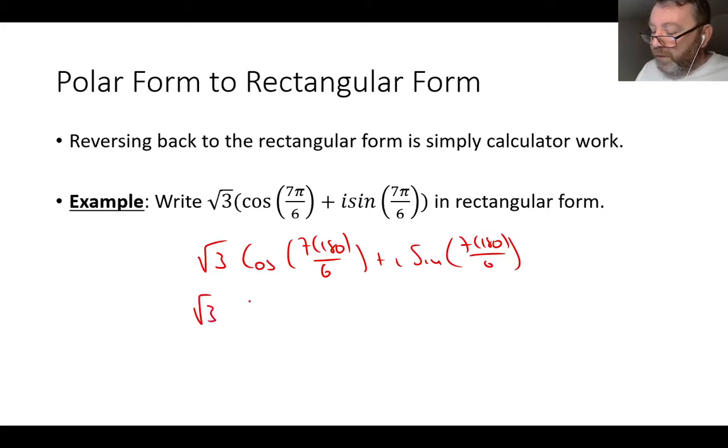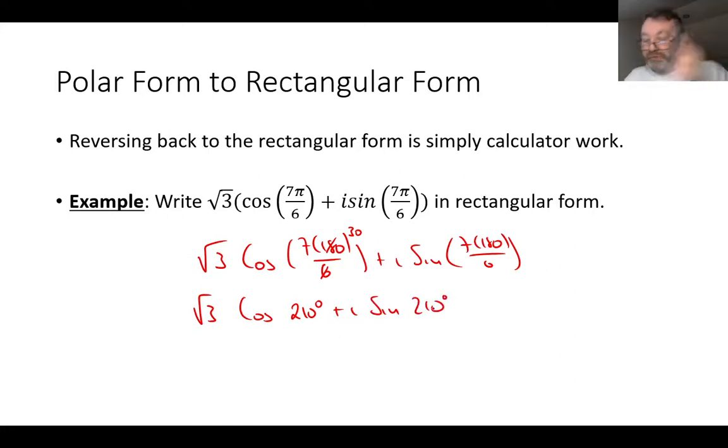So root 3 times the cosine: 6 into 180 goes 30 times, and 30 times 7 is 210 degrees, plus i times sine 210. Now it's much easier. Now you can use your calculator. So it's root 3 times cos 210. Cos 210 comes out as minus root 3 over 2. It's much better. I knew there was something wrong with the previous calculation. And then sine 210 comes out as minus a half.